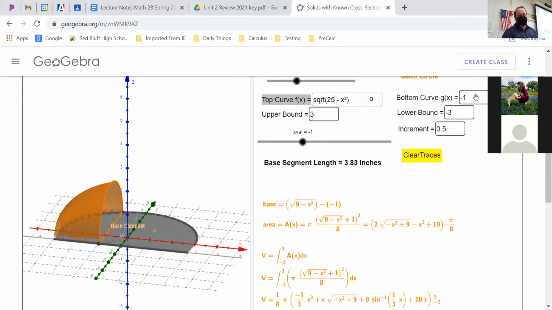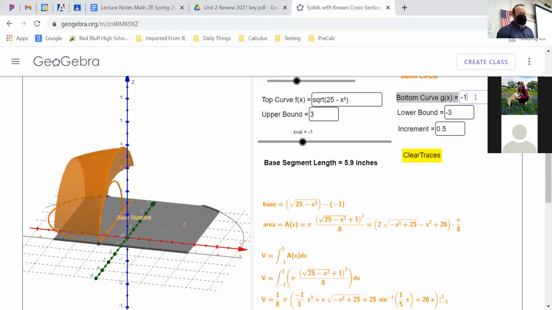I just isolated x squared plus y squared equals 25 for y. Now for the bottom curve, I'm going to change this to minus the square root. Now, why is there a minus there? Because what happens when you take the square root of both sides? You get a plus or minus. So we got the high side on one, the low side on the other.